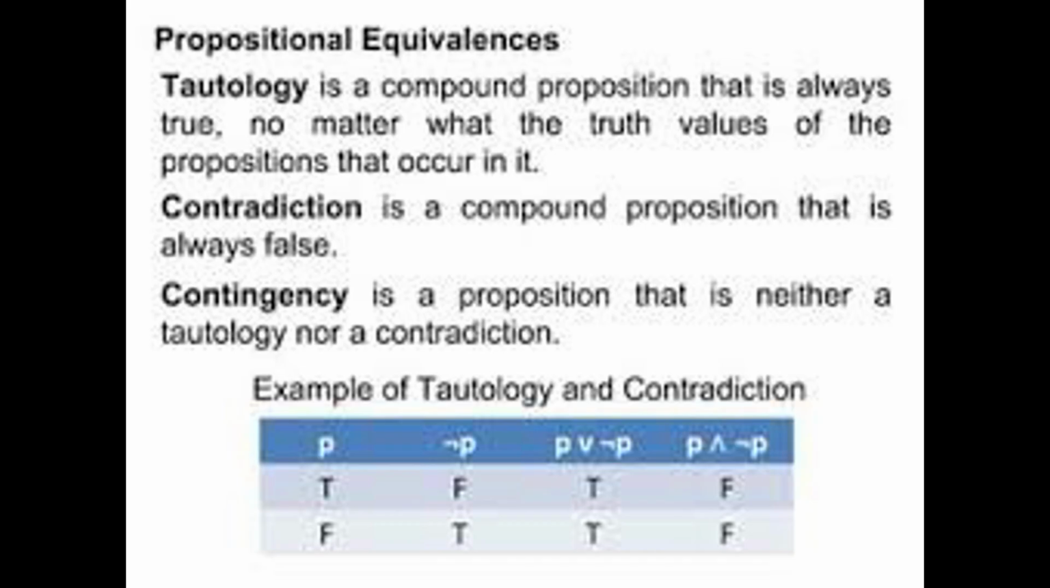Okay, here is the definition of tautology. A tautology is a compound proposition that is always true. A contradiction is a compound proposition that is always false. A contingency is a proposition that is neither a tautology nor a contradiction.